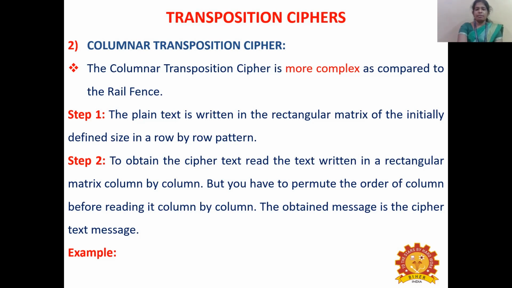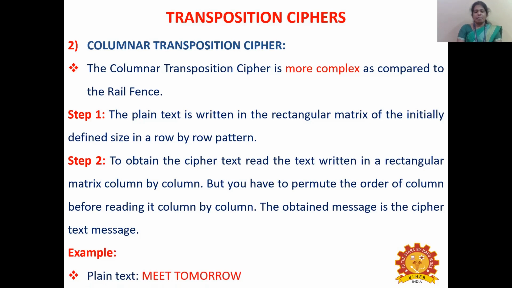Second step, to obtain the ciphertext, read the text written in the rectangular matrix column by column. After filling the matrix, we convert the plain text to a ciphertext by reading the matrix column by column. But you have to permute the order of the columns, reading column by column according to the permuted order. We are going to give some order, and based on that order only, we perform the reading. That means converting the plain text to a ciphertext. The obtained message is your ciphertext message.